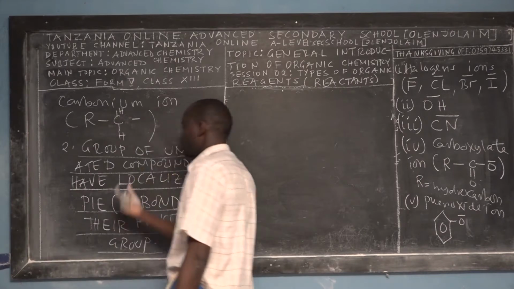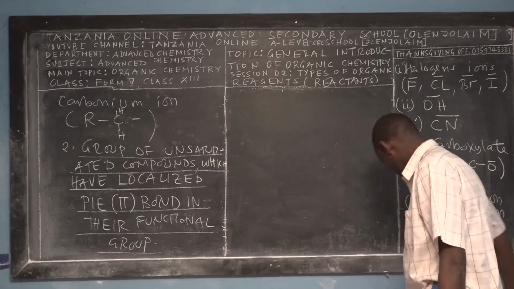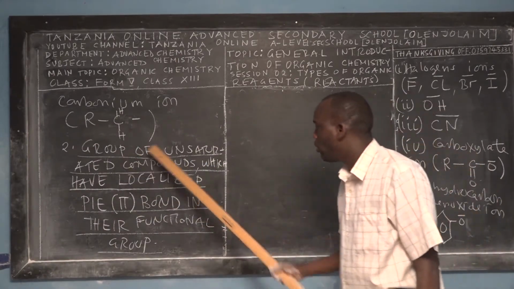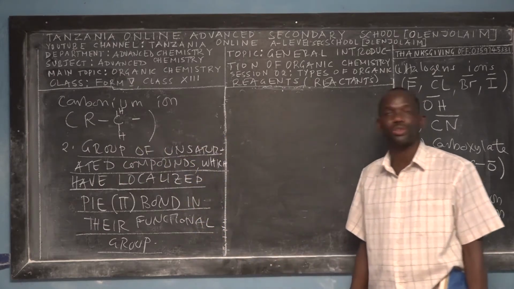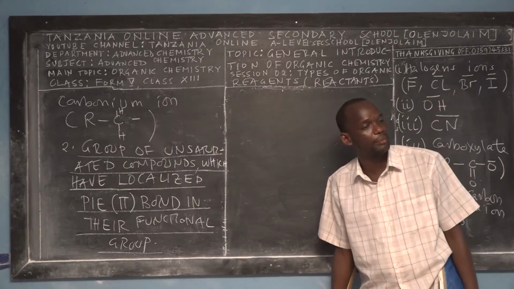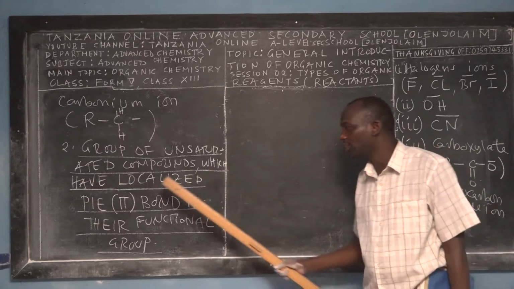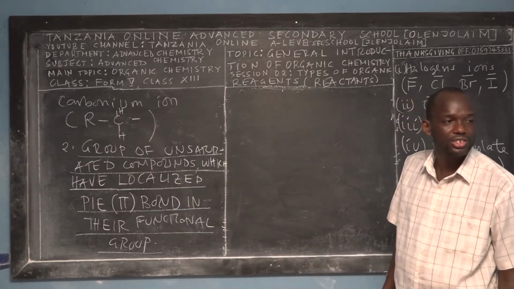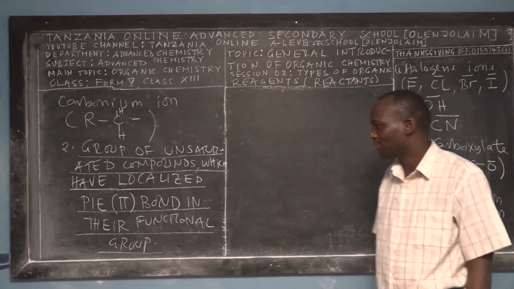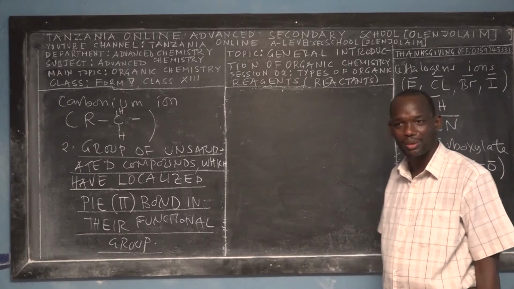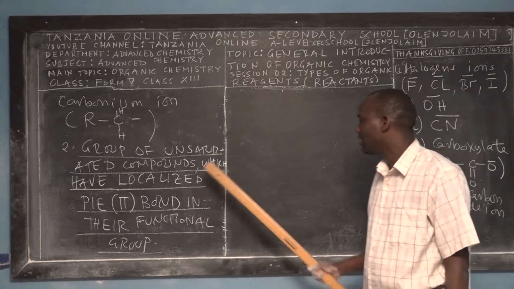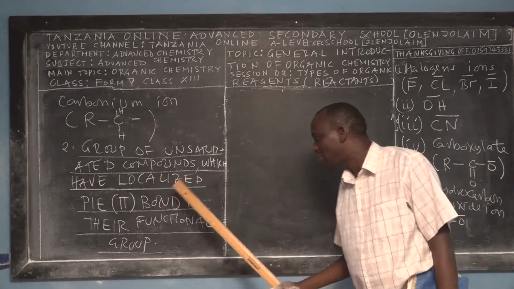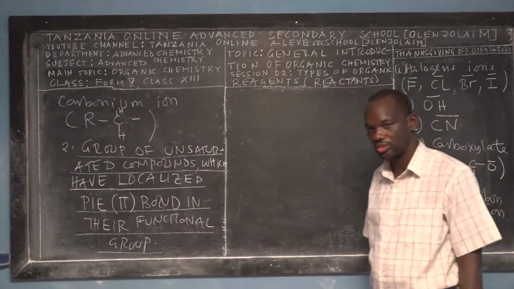Let us read together, okay? And put a pause. Group of unsaturated compounds, number 1. The first vocabulary, unsaturated compounds. What are the unsaturated compounds? If you have unsaturated compounds, we also have saturated compounds. So what does it mean in chemistry? Because you're a lover of chemistry, if you don't know about that, think and look for the answer. Which have localized the pi bond.